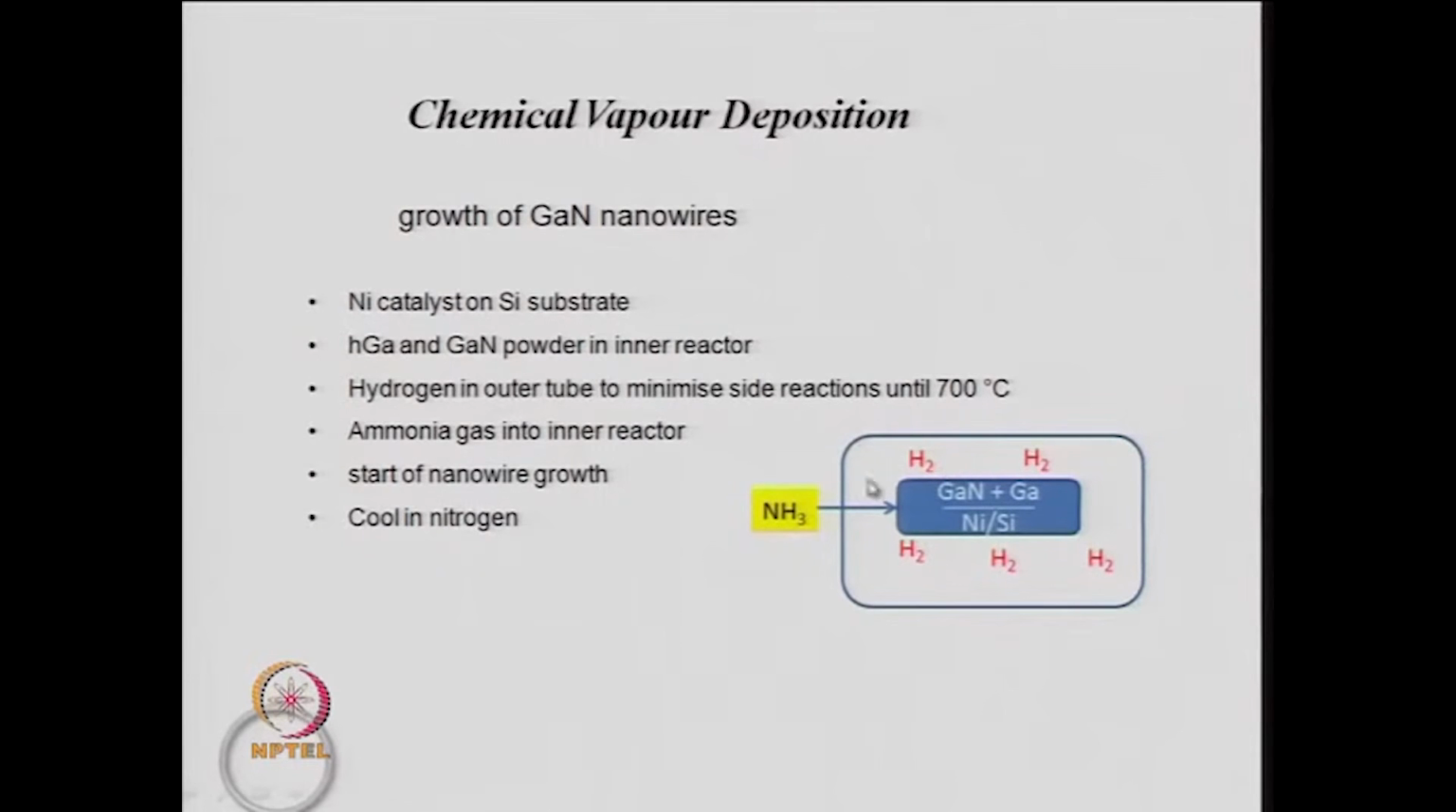So, the hydrogen prevents that, and then you pass ammonia in the inner chamber. So, these are two cylindrical reactors with the outer furnace, and this ammonia in the presence of gallium nitride will lead to growth of nanowires of gallium nitride. Ultimately, when you cool, you remove the hydrogen through an outlet and flush in nitrogen, so that the system cools in nitrogen, and then you can get pure gallium nitride nanowires.